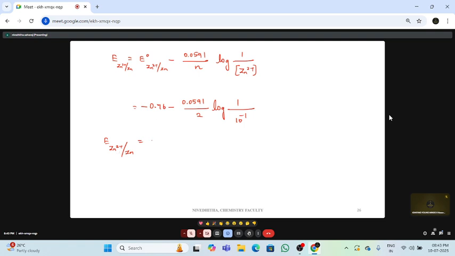If you want to simplify, you can round this value to 0.06 divided by 2 log. If you take this 10 power minus 1 to the numerator, it is 10 power plus 1. And what is the value of log 10? The value of log 10 is? You have to know the log values for at least a few numbers.